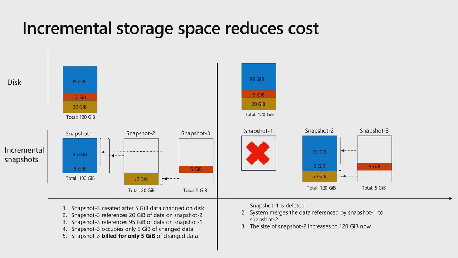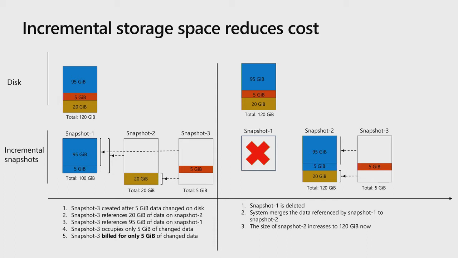Another aspect I spoke about in the beginning was that they are independent of each other. How do we make that happen? Let's take this example wherein you delete the first snapshot. The system will move all the data referenced by the first snapshot to the second snapshot as soon as you delete the first snapshot. That is how we ensure that these snapshots are independent of each other and incremental in nature.